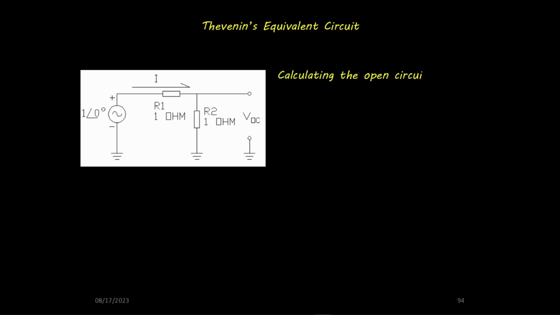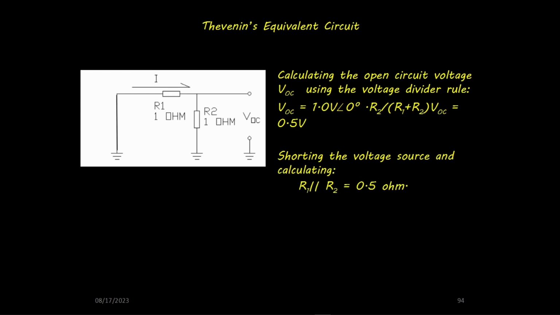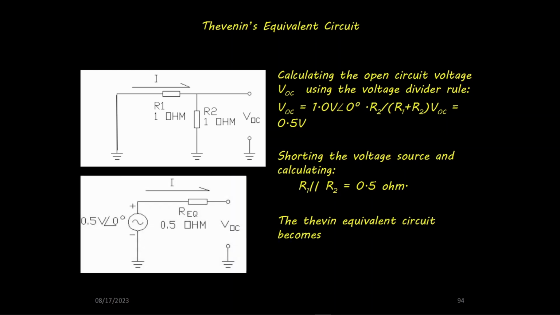Calculating the open circuit voltage VOC, using the voltage divider rule, VOC equals 1.0 volts at 0 degrees times R2 divided by the quantity R1 plus R2, so VOC equals 0.5 volts. Shorting the voltage source and calculating R1 in parallel with R2, equals 0.5 ohm. The Thevenin equivalent circuit becomes as shown.